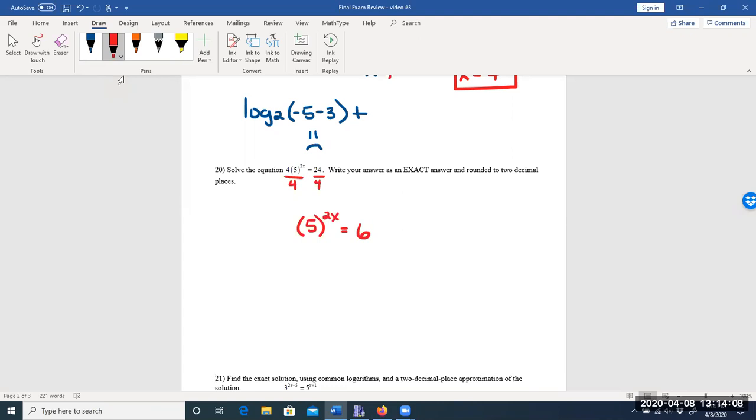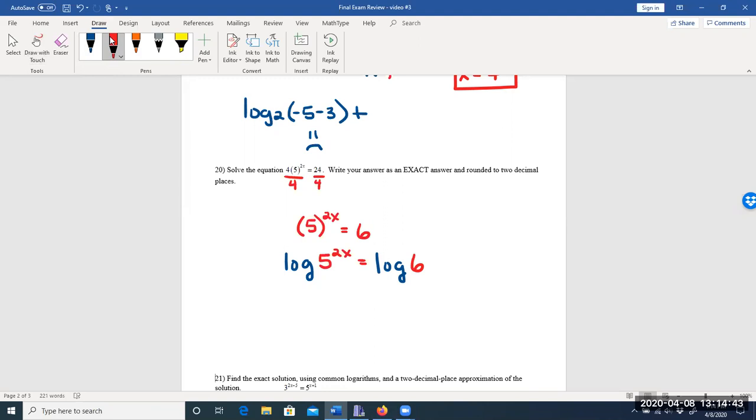Unlike when we did number 16, I believe it was, where we could get a common base, I cannot get a common base with 5 and 6. So I'm going to take the log of both sides. I'm going to do log base 10. I'm doing log base 10 because my calculator knows base 10. You could also pick the natural log if you want to. But I'm taking log of both sides.